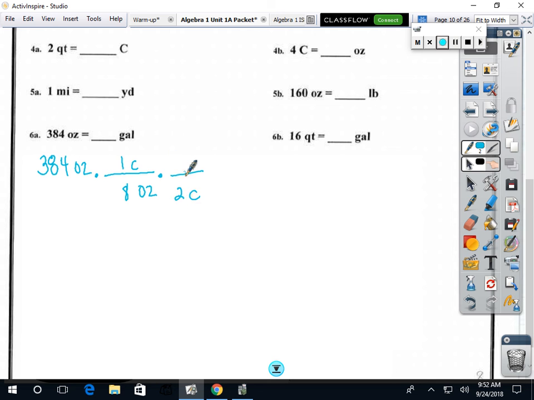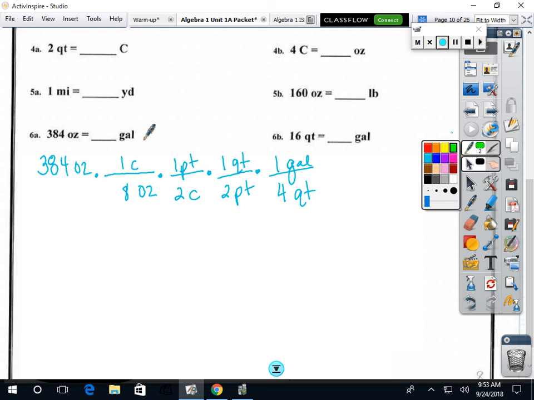Right. 2 cups is 1 pint. And then we're now at pints, so it goes on the bottom. Do we know anything about pints? Correct. 2 pints is the same thing as 1 quart. And now we're at quarts. Do we know anything about quarts to gallons? Right, 4 quarts is 1 gallon. So that was a pretty long one, and that's because you're going from the very smallest to the largest. So now I've made it to gallons, which is what I wanted to make it to.